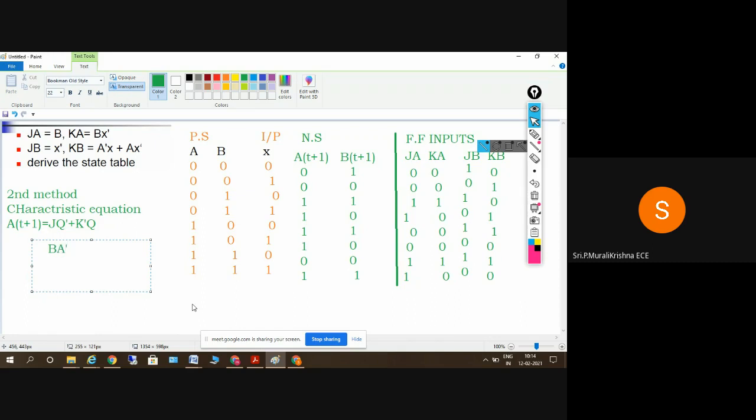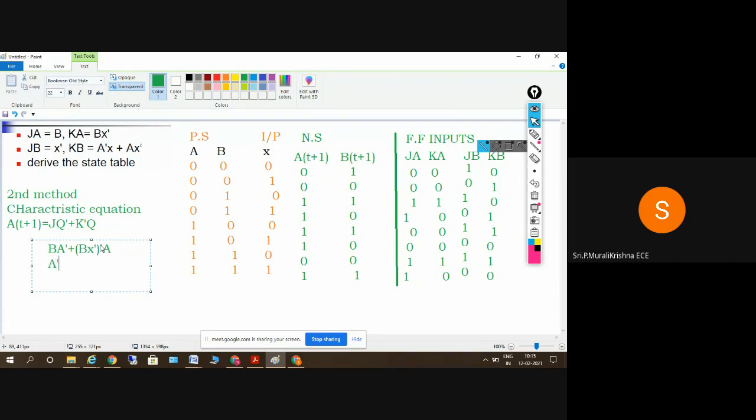Okay, so Q is nothing but A. In the diagram you can see, instead of Q, we are taking it as A here. Plus what is the value of K? It is B X bar 4 bar. This is another method. B X bar, 4 bar into Q. Q is nothing but A. What will I get here?